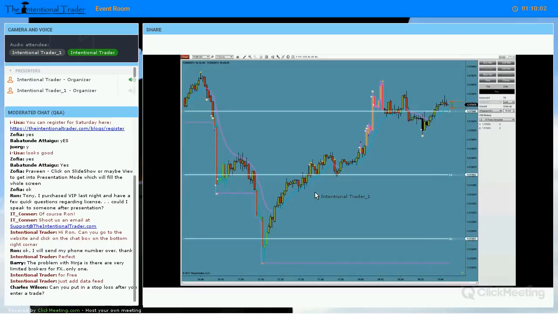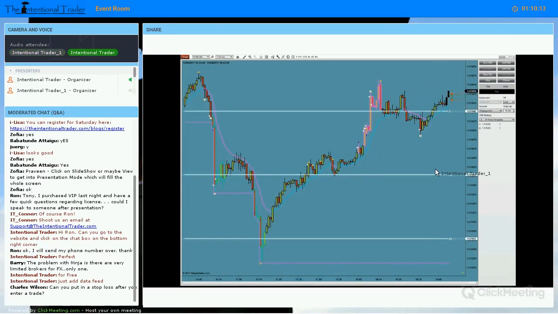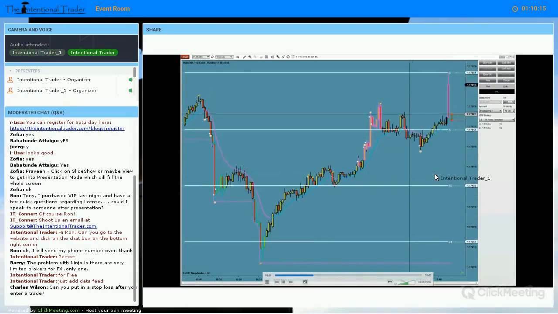Yes, Charles, that is correct. You can indeed put a stop loss after the trade. You can't do it in the normal bracket way, but you could just simply enter a stop limit. You can, but you just have to do it in the normal entering trade way.